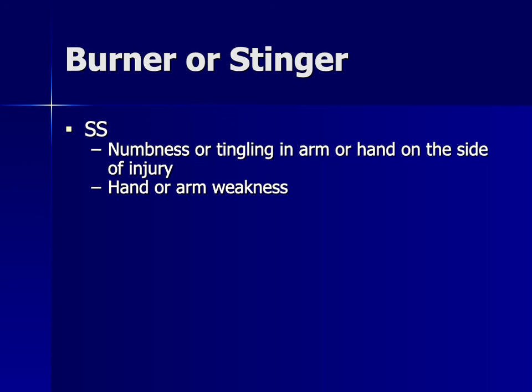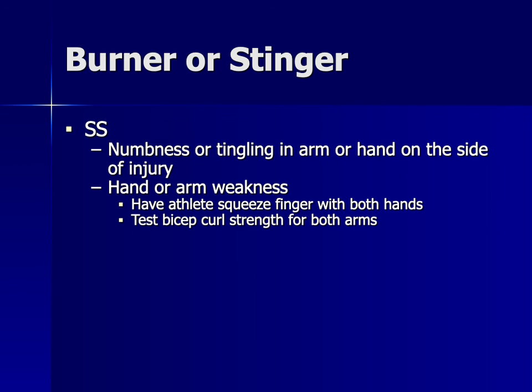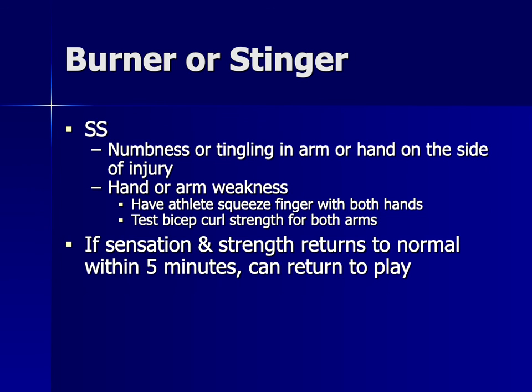You can have hand or arm weakness. We do the finger squeeze test. You put your finger in their hand, and you have them squeeze with both hands. And typically, the involved side is much weaker with the finger squeeze. We test the bicep curl strength from both arms. Again, typically the injured side will have decreased bicep curl strength.